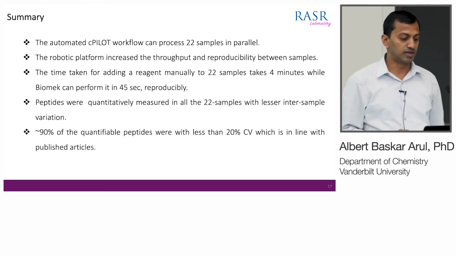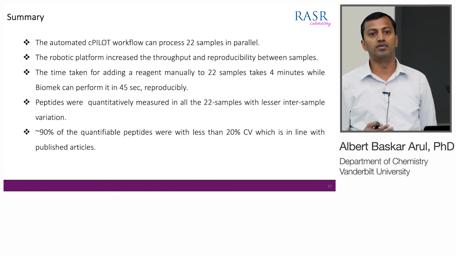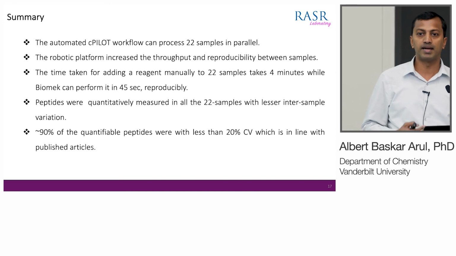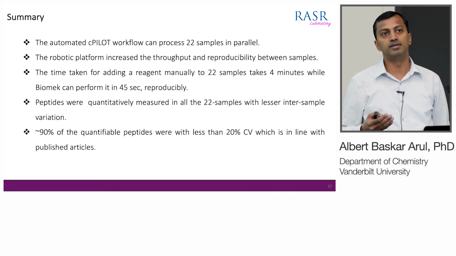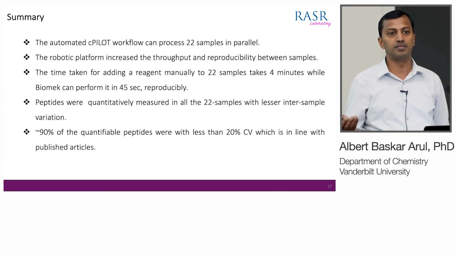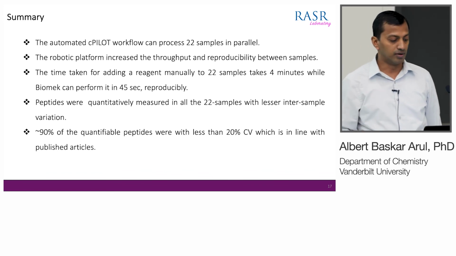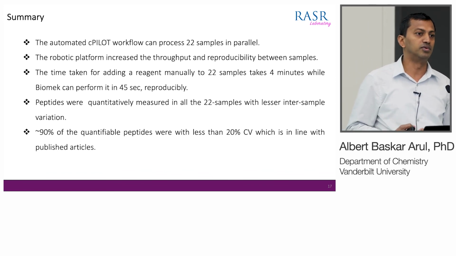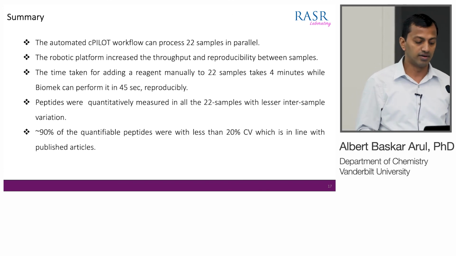With this, I would like to conclude that with automation of this workflow with the help of a Biomek, we are able to process 24 samples in parallel. The main advantage is that manual pipetting of 24 samples takes 4 minutes, while one Biomek can do it in 45 seconds. Biomek was also able to identify and quantify peptides and proteins with lesser inter-sample variation, and more than 90% of the peptides were quantifiable with lower CV values of less than 20.